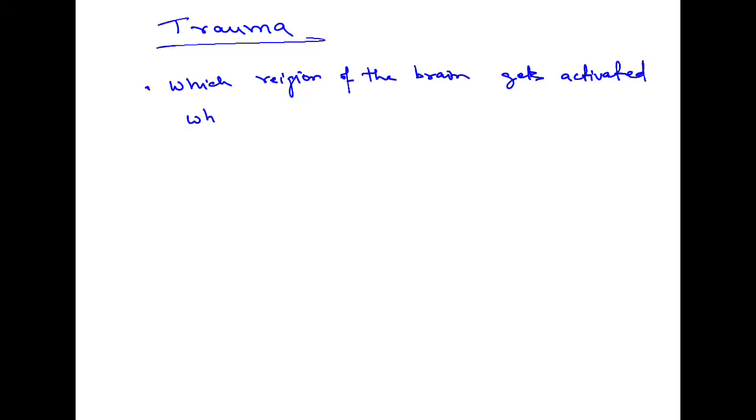Which region of the brain gets activated when presented with traumatic stimuli? What part of the brain connects what we are seeing currently to the past memories?